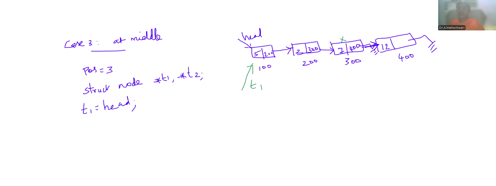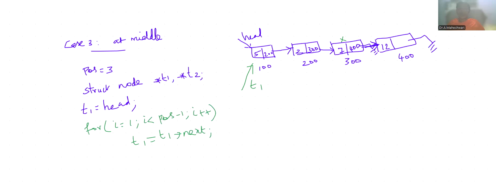If you are keeping it here, I cannot access this node, right? So if you are keeping a traversing pointer here, easily I can copy this address. Okay, I can move this pointer to this node also. So for that, I'll go with one for loop. For i is equal to 1, i less than position minus 1, i plus plus. If this condition is true, just move the traversing pointer to the next node. So T1 is equal to T1 of next.